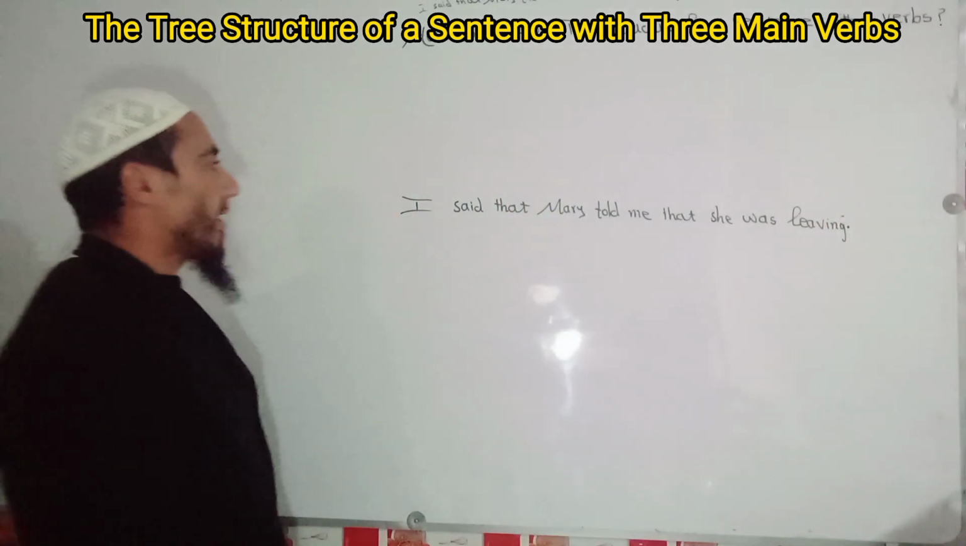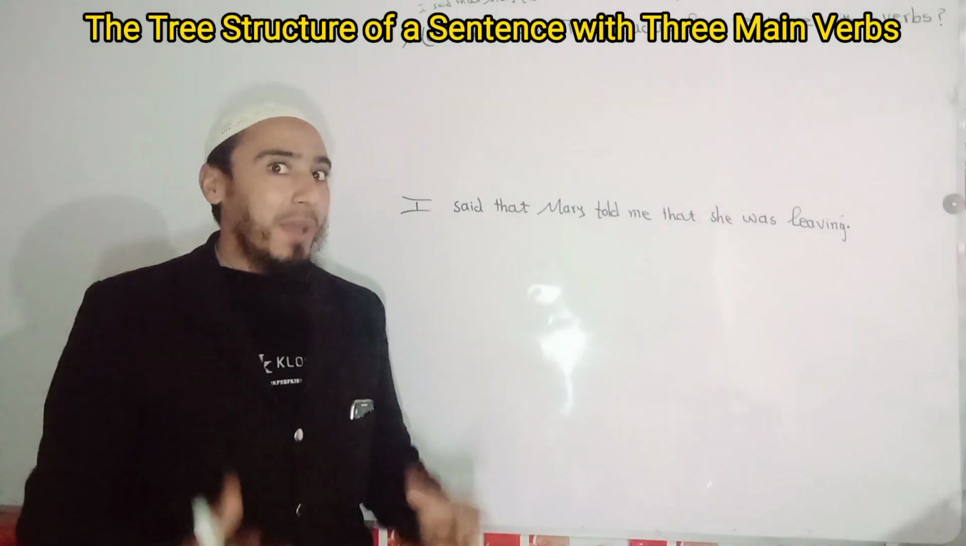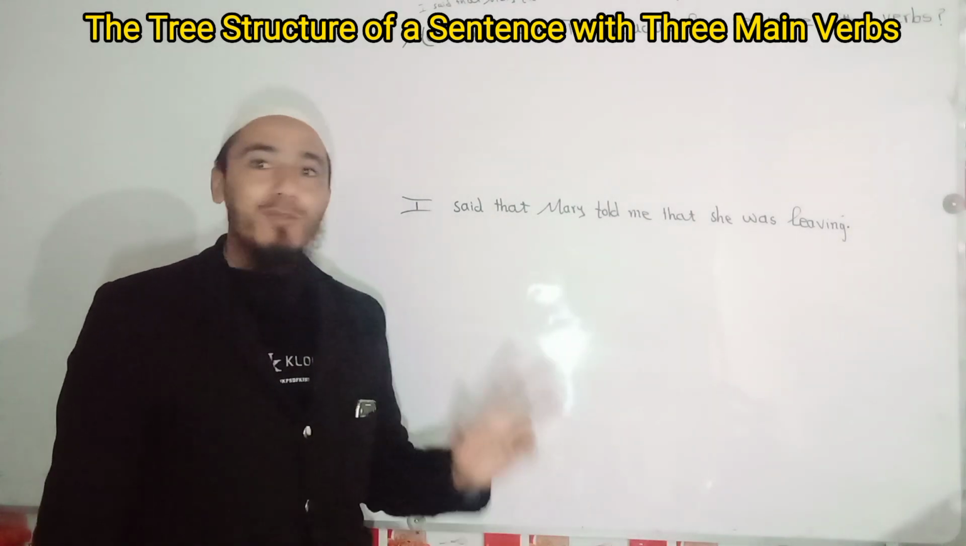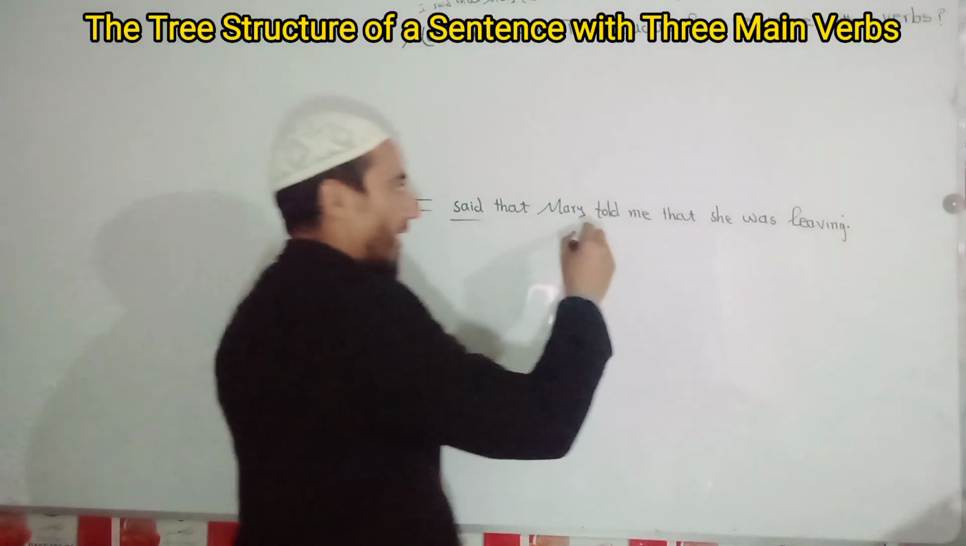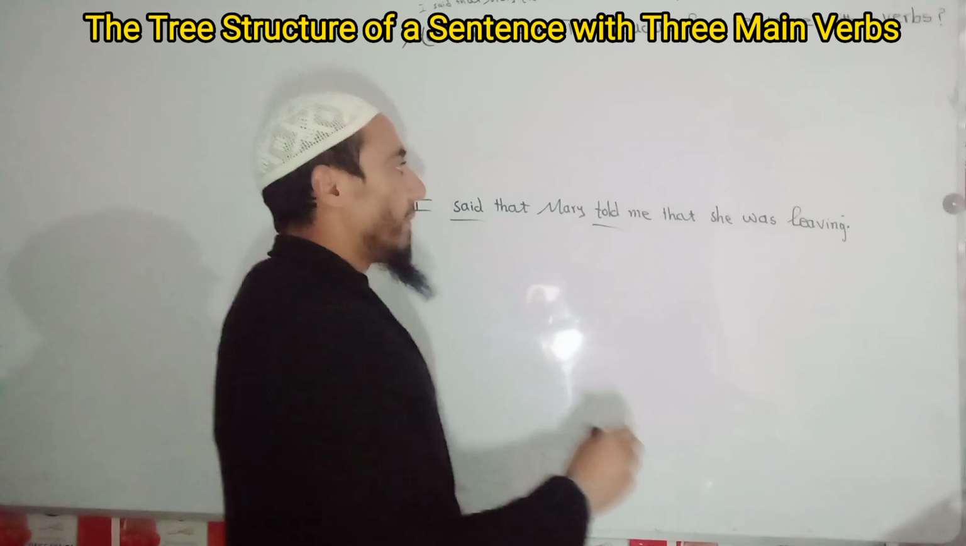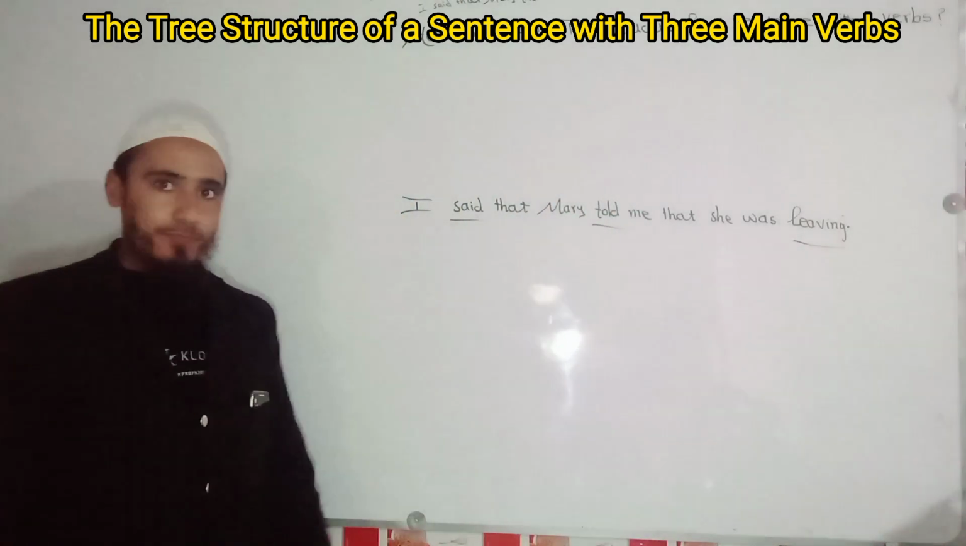Listeners, I didn't see the past sentence. First of all, I'm going to tell you about the main verbs. In this sentence we have three main verbs. We have said, this is one verb. We have told, this is another verb. And we also have the verb leaving. So three verbs are there.